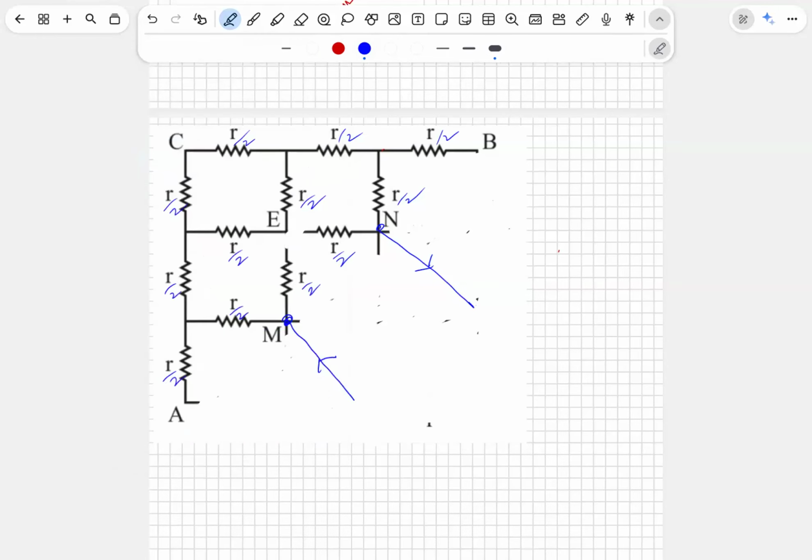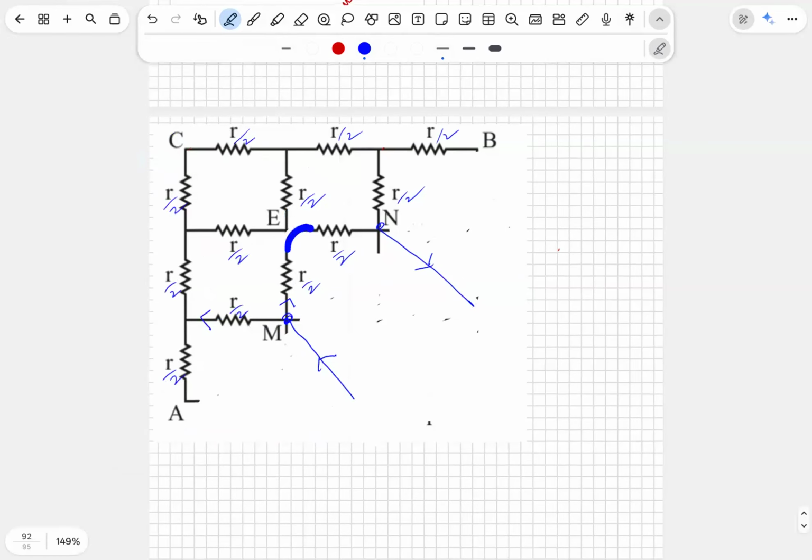Now the root is one root done. The second root is this, boys. Root 1, root 2.